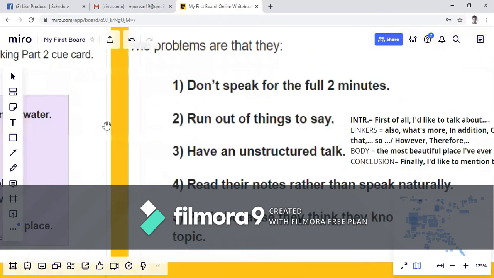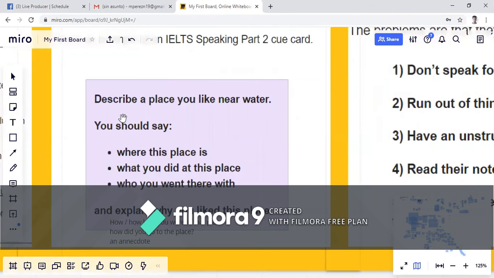Any questions? Always going to this topic, for example, near water or other topics. No, the topics vary. There are lots of topics. No, this is one of them. So it could be, yeah. But basically, yeah, you can talk about a place. For example, a place. Yeah, place is very common.